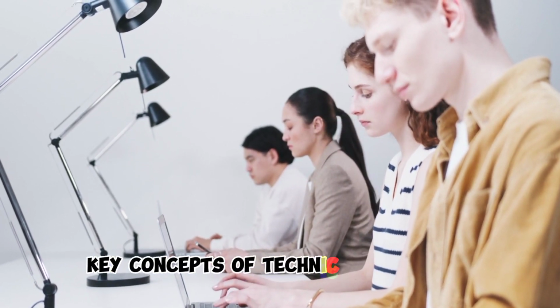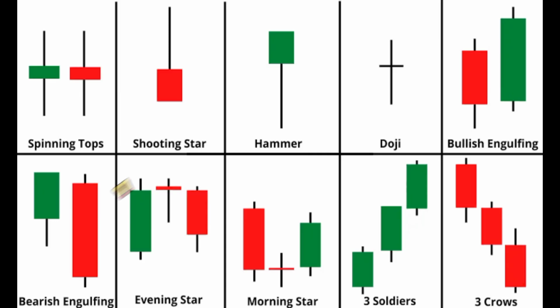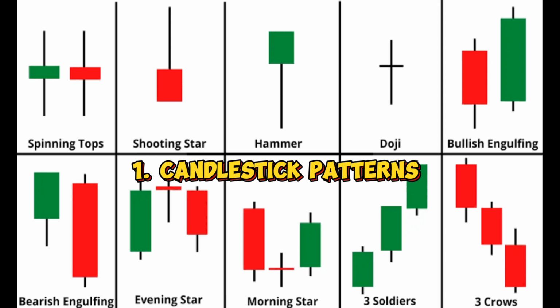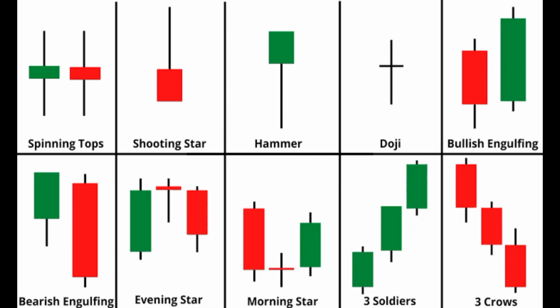Key concepts of technical analysis. 1. Candlestick patterns. Candlestick patterns are visual representations of price movements. Common patterns include doji, indicating indecision, hammer, potential reversal, and engulfing patterns, reversal signals.